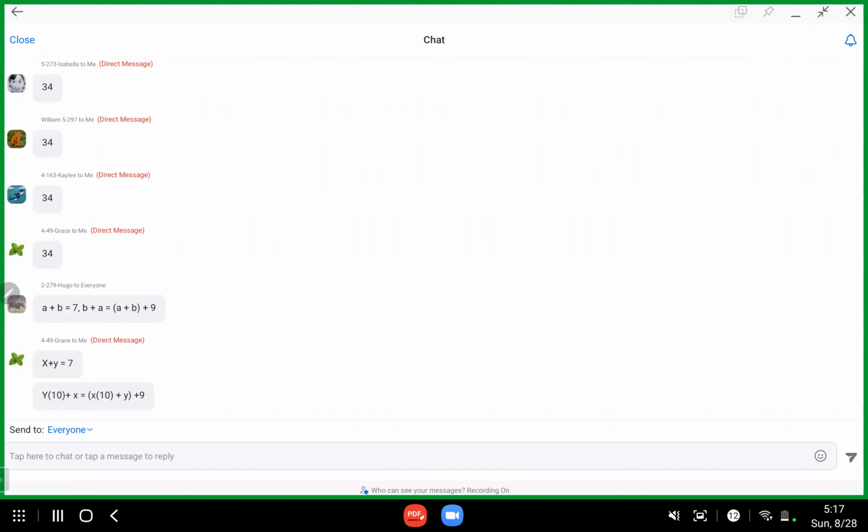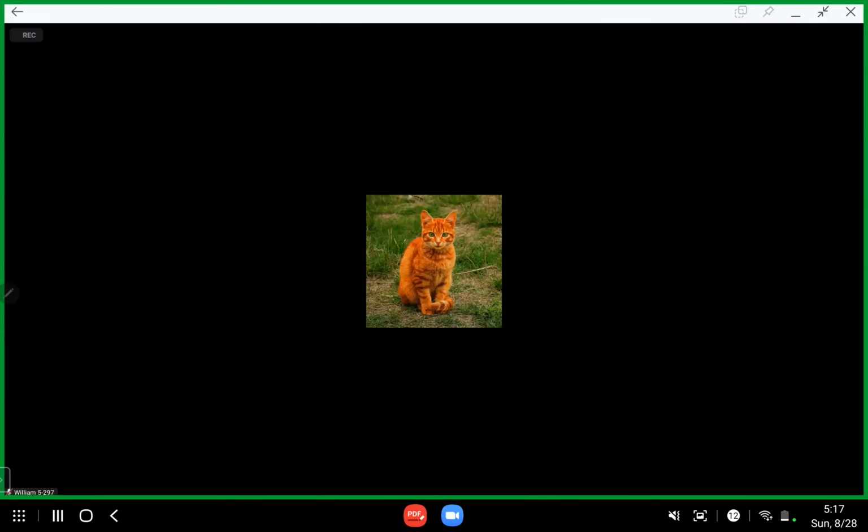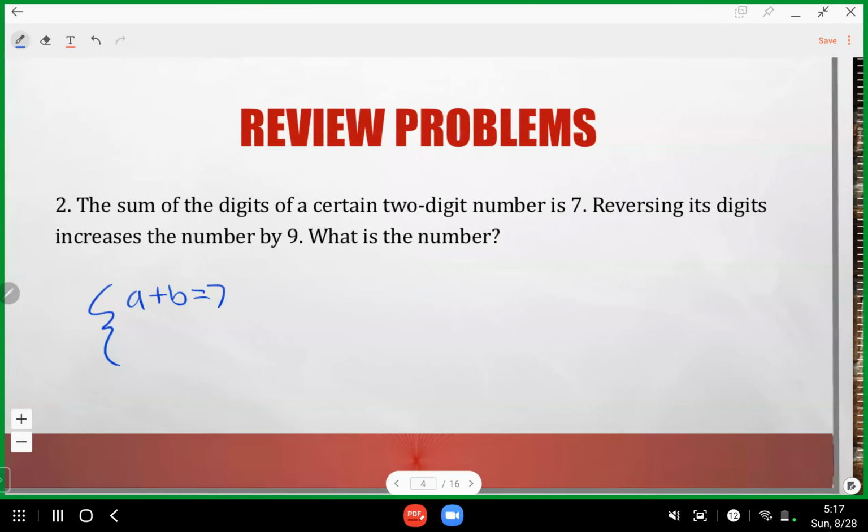But you see, B cancels out. A also cancels out. Then what do you get? You get 0 is equal to 9, which is not true. Since it's not true, that equation has no solution. Therefore, we know that that is the wrong equation.